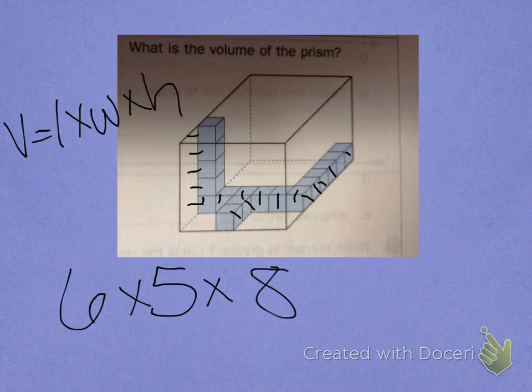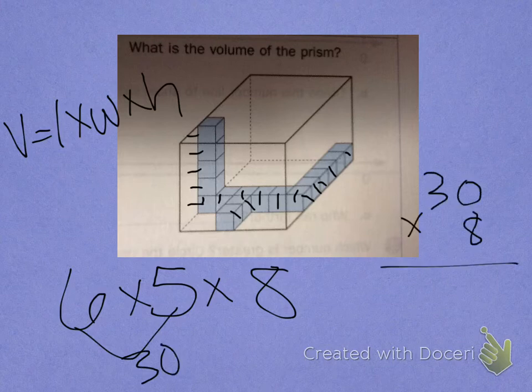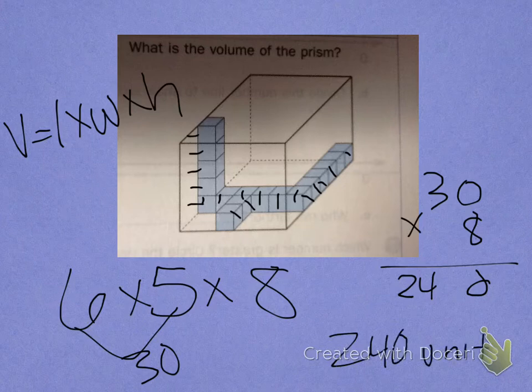So 6 times 5 is 30. 30 times 8. 8 times 0 is 0. 8 times 3 is 24. So your answer is 240 units cubed.